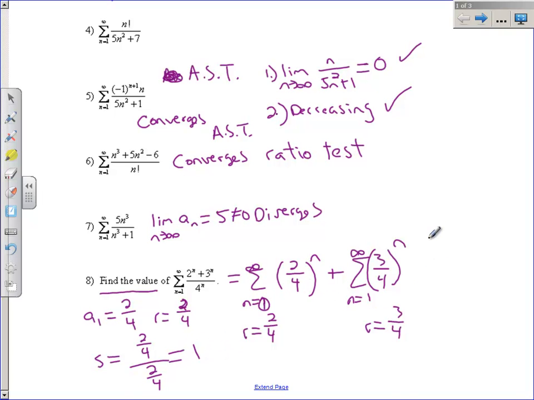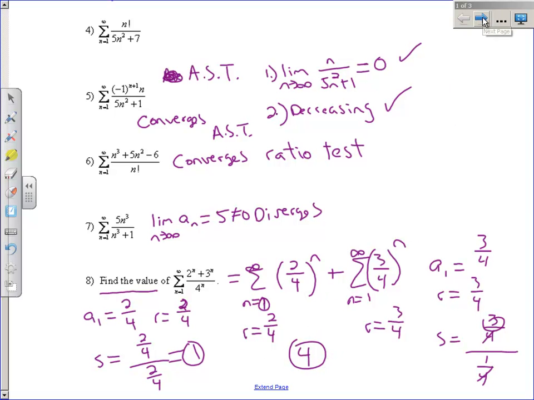Now let's do the second one. Our first term on the second one would be 3/4, and our common ratio is, well, it's also 3/4. So I will do that my sum is first term divided by 1 minus the common ratio, and I'll get that that sum is 3. So added together, we are going to get that the value is equal to 4.